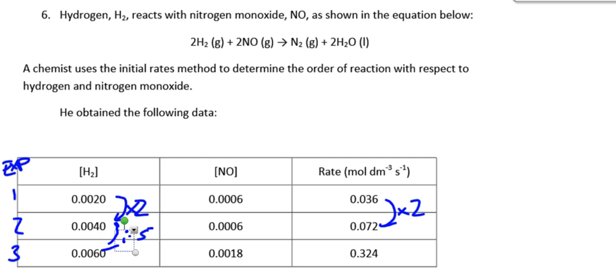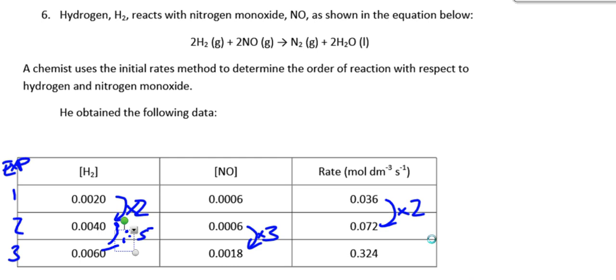You've got an increase there of 1.5. Now we've got an increase of NO here. 18 divided by 6, I think, gives 3. So we've got an increase here of times 3. And we've got an increase of rates.